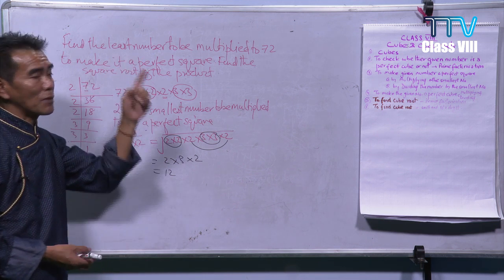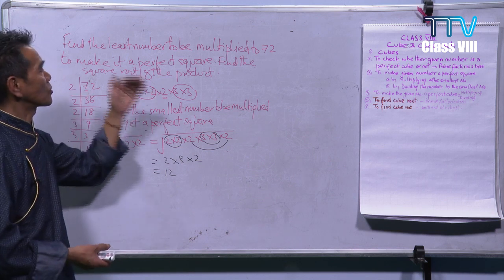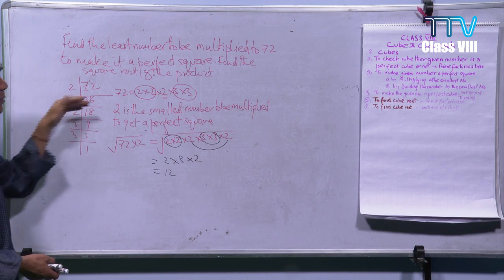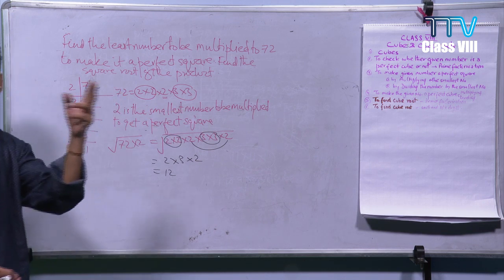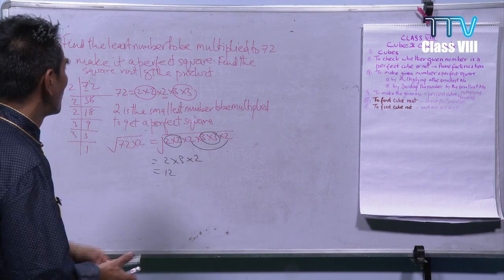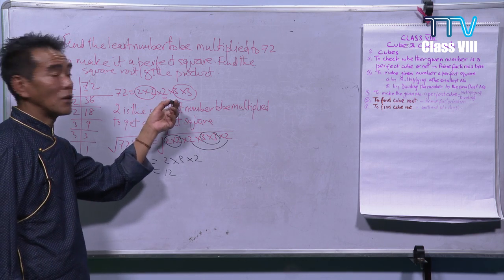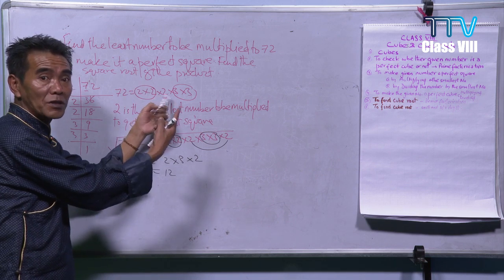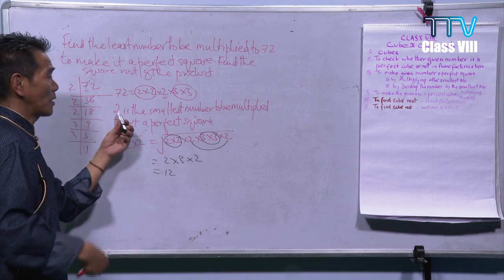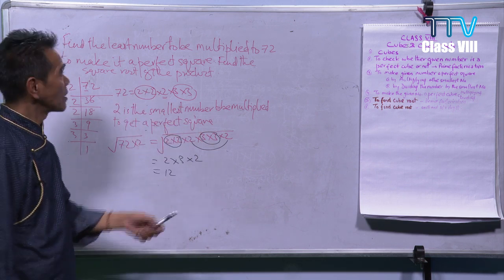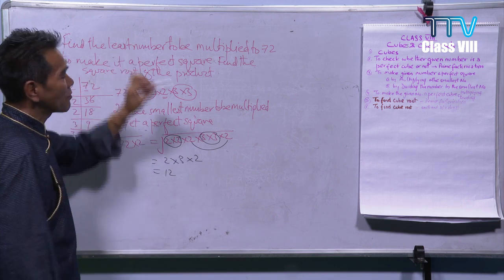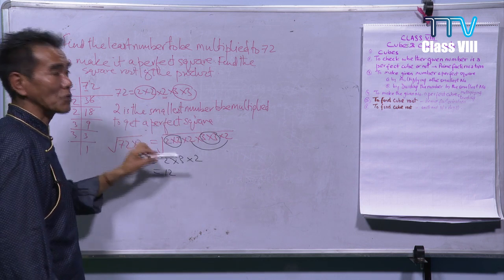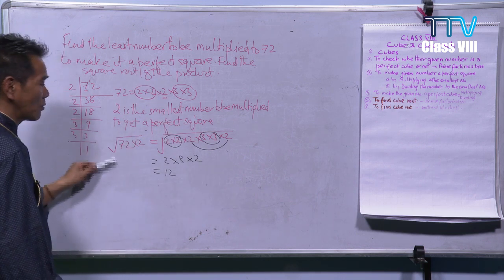Find the smallest number to be multiplied to 72 to make it a perfect cube. First, you find the prime factors of 72. Group the factors in threes; the leftover factors show the smallest number to be multiplied. If the question asks for the new number, multiply and then find the cube root.